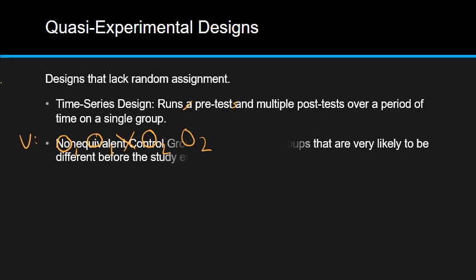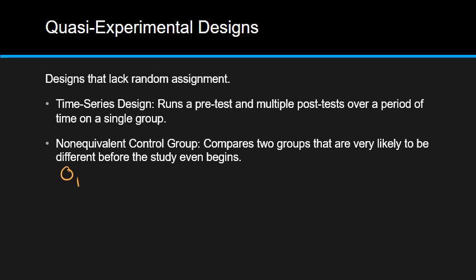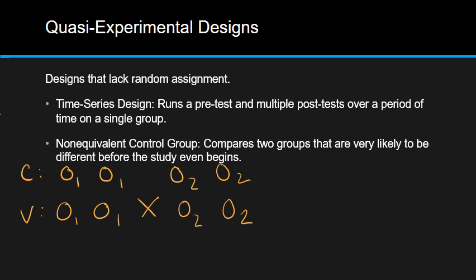What you also can have, and I'll erase this, is a non-equivalent control group design. And basically it compares two groups that are very likely to be different before the study even begins, okay? So here you might have something like this. You might have a control group, and you have their pre-test, post-test, post-test. Then you have the variable group, where you have the treatment and the post-test, post-test.